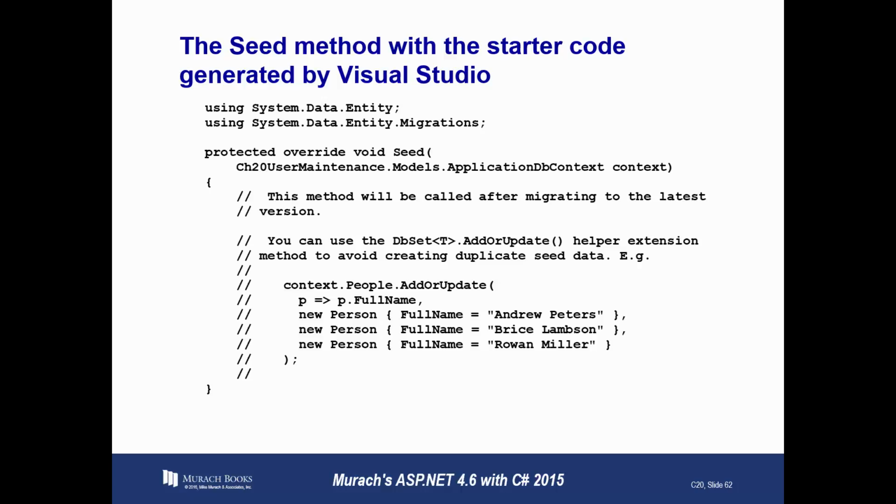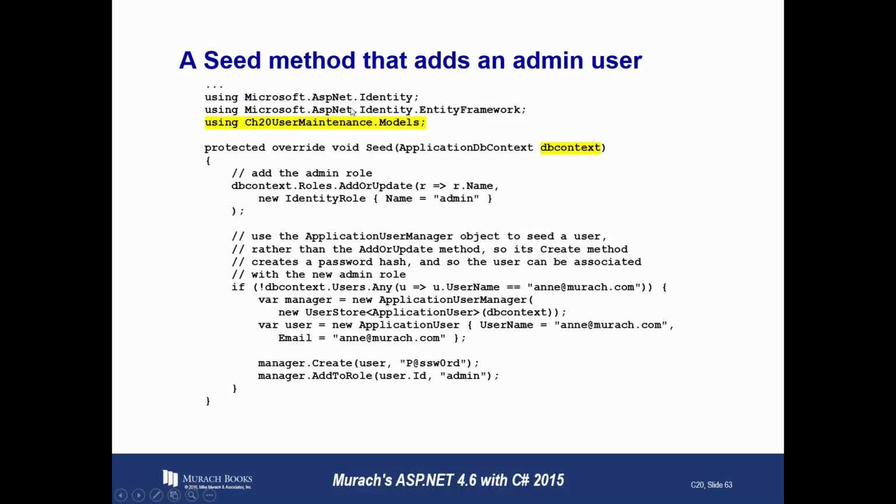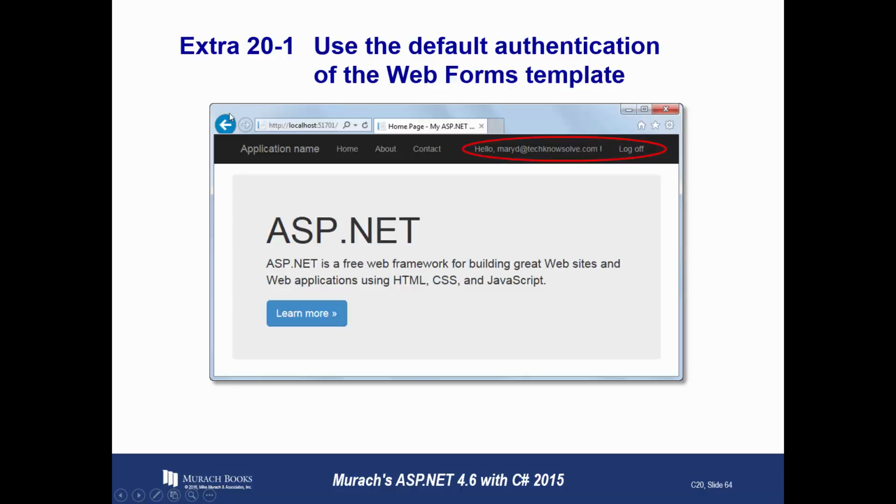Finally, on 752 and 753, as the author mentions here, the Seed method of the Configuration class in the Migrations directory is called every time update database is run. This is a good place to add test data or add initial data like an admin user. An example of this is shown in the book here and also with code on page 753.